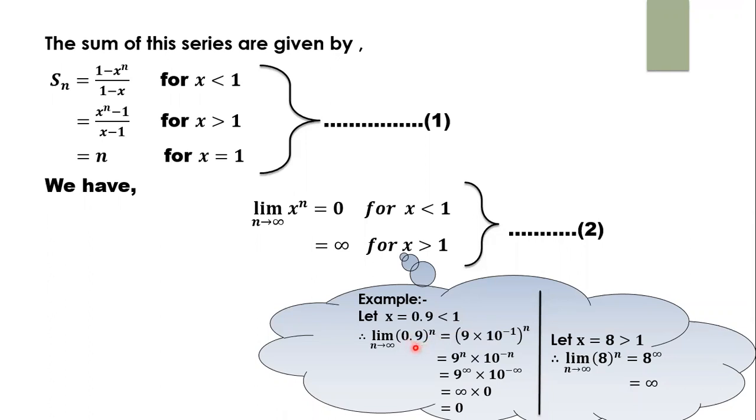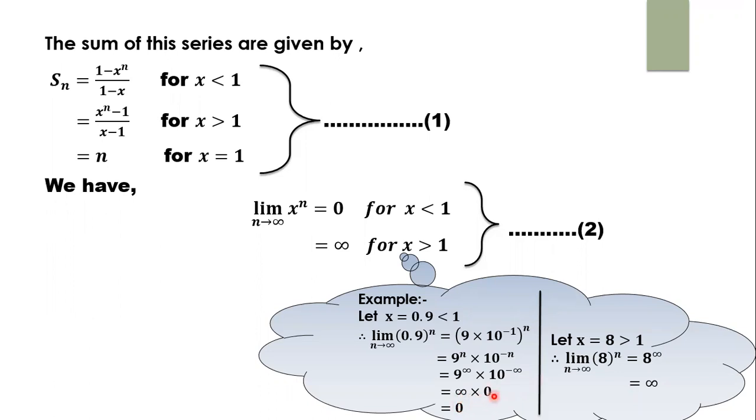Equal to 0.9, which can be written as 9 into 10 raised to minus 1. So to the power n, that is 9 raised to power n into 10 raised to power minus n. Here 9 raised to n, put the value of n as infinity, and 10 raised to minus infinity. Here anything to the power infinity is infinity, and 10 raised to minus infinity can be written as 1 upon 10 raised to infinity. So 1 upon 10 raised to infinity is nothing but 1 upon infinity, which is equal to 0.